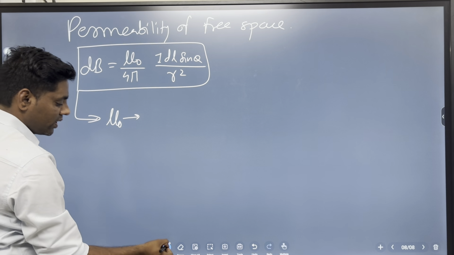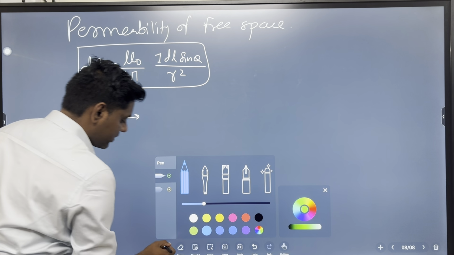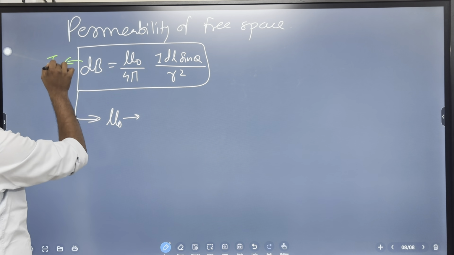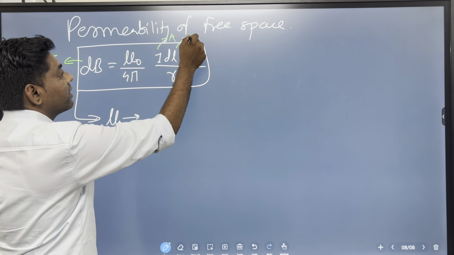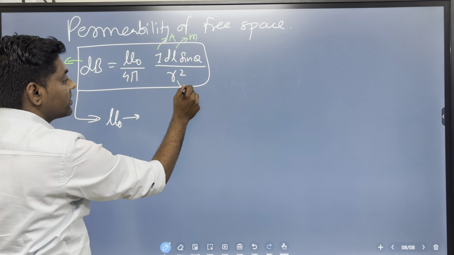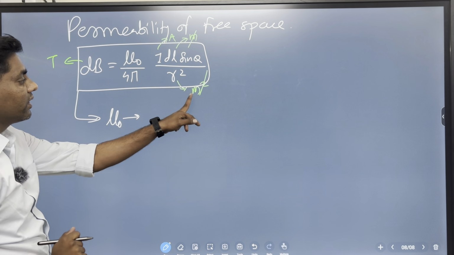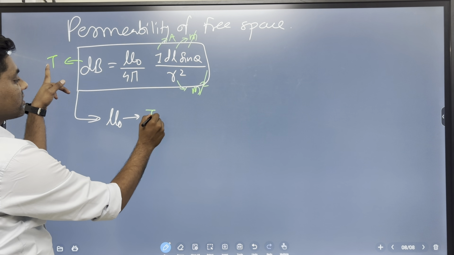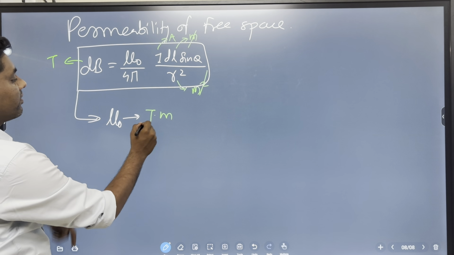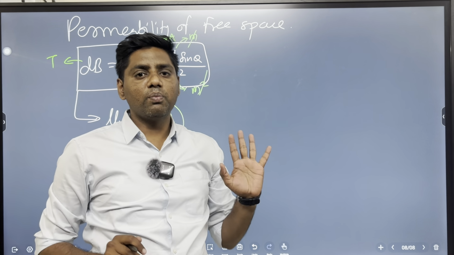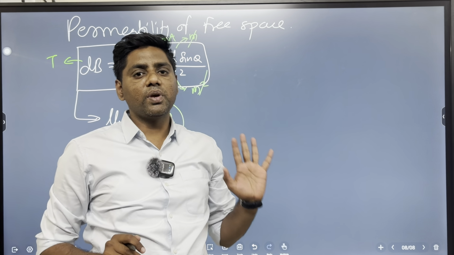According to that formula we calculate the SI unit for mu naught. What is the SI unit of B? That is Tesla. SI unit of current is ampere. dl means length element measured in meter, and r is the distance, measured in meter square. So one meter gets cancelled and the other meter goes to multiplication, so it is Tesla meter, and ampere goes to divide. So it becomes Tesla meter divided by ampere.